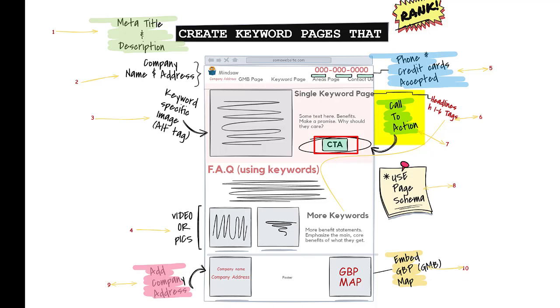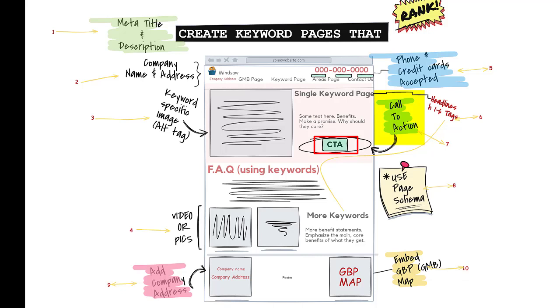Fill out the form, call the phone number, download our brochure, whatever you want the client to do. Just give them that one choice. Don't give them more than one choice. So that is number 7.